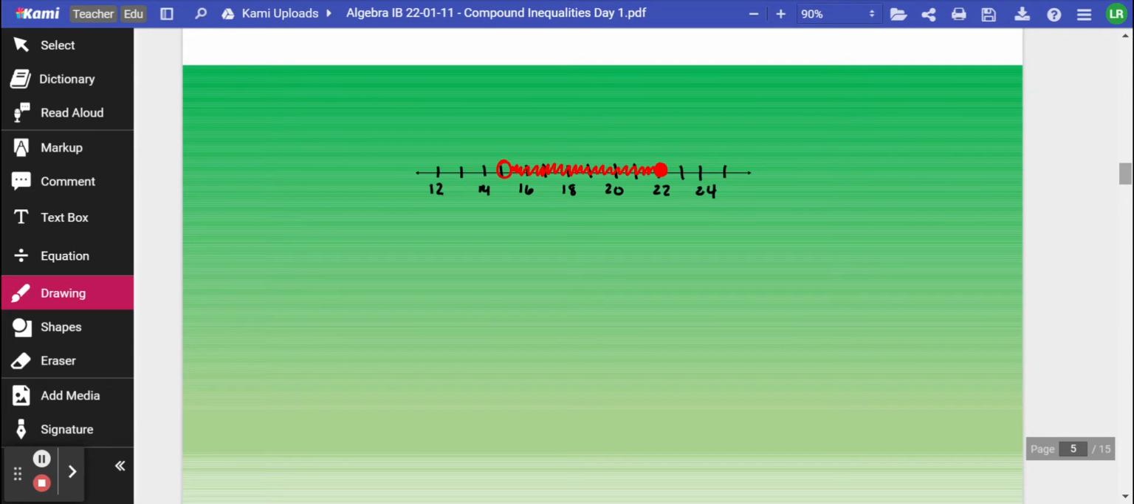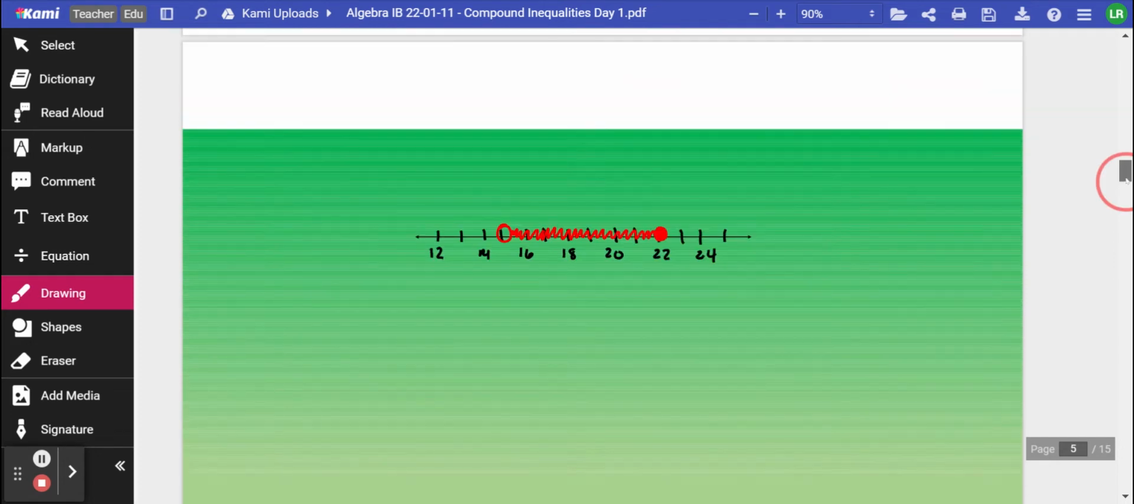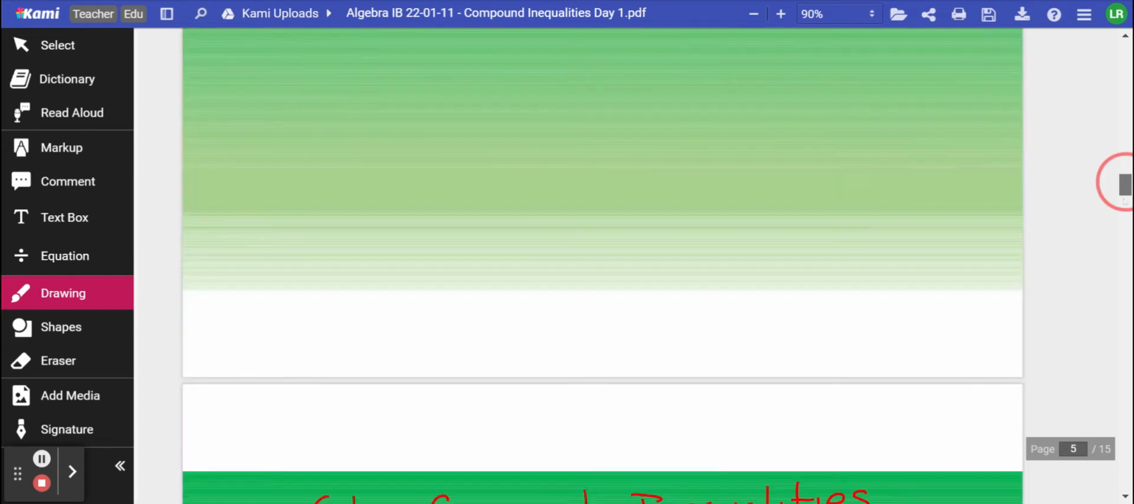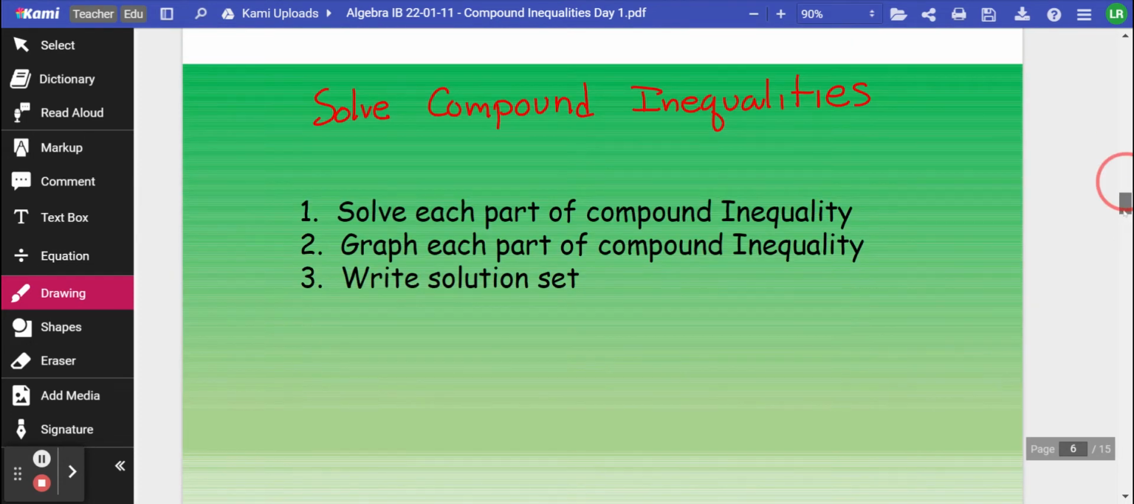Now, what we're going to be looking at today is problems that have more than one inequality. Okay? So we're going to look at compound inequalities. Now, what we're going to see with our problems is that there's going to be more than one at the same time. There are two types. There are and statements, and there are or statements. Okay? Our steps are such.